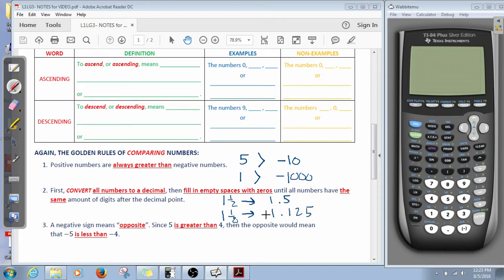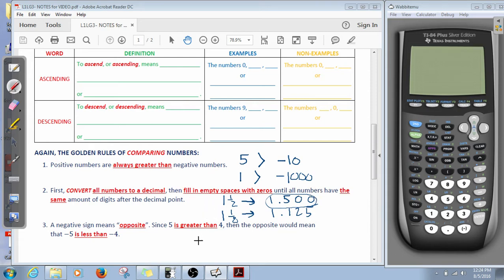What I'm really wanting to do, all this says is after I convert to decimals, I want to just make sure I fill in spots with zeros so that they have the same number of digits. So I'm comparing the 1s, the 5 and the 1, the 0 and the 2, the 0 and the 5. And it's a lot easier to tell that this number is the bigger number. That's all I'm saying in golden rule number 2.